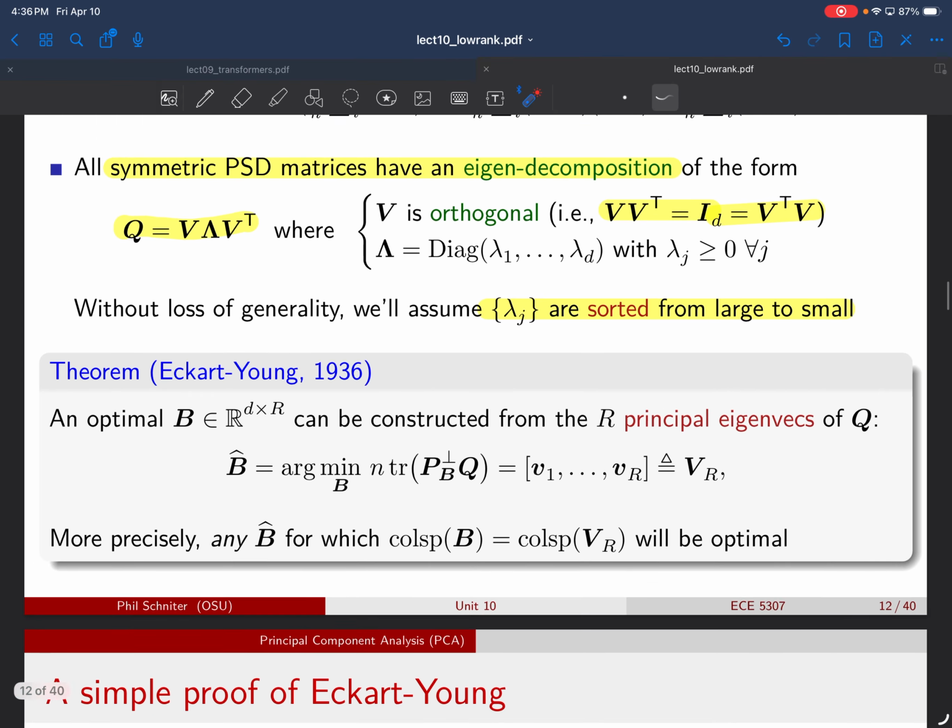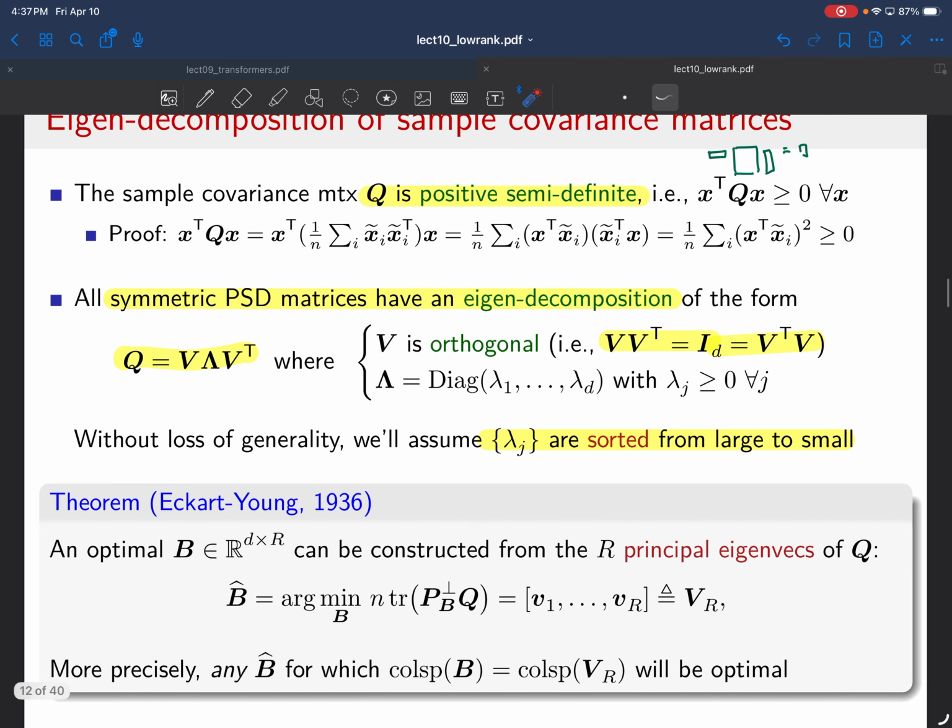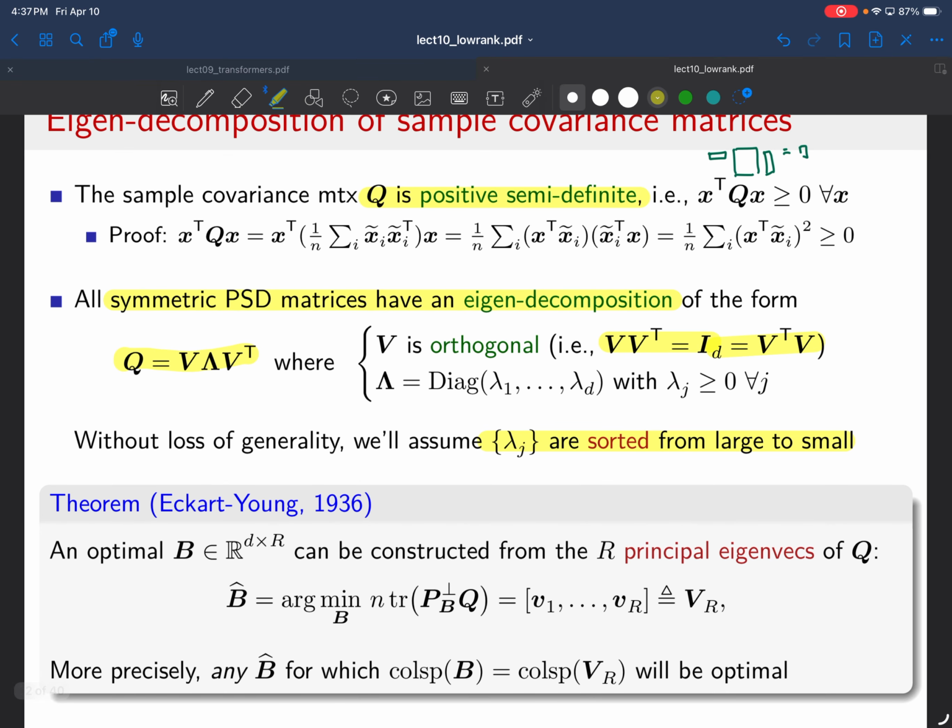Okay, great. So this is what we finally have then. The problem that we have translated down to is we want to optimize B, which is basically parameterizing this orthogonal projection matrix. And here we have Q, which is this symmetric positive definite matrix. And it was proven back in 1936, 90 years ago, that the B, or at least one of the B's that solves this, are going to be the R principal eigenvectors of this Q matrix. So that means that it's the first R columns of V.